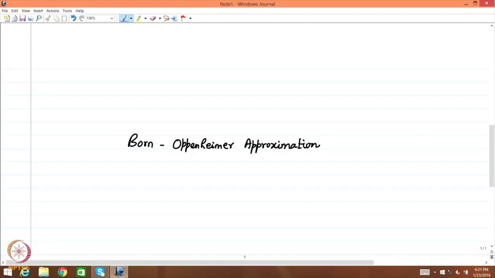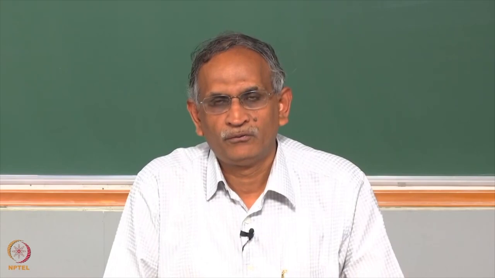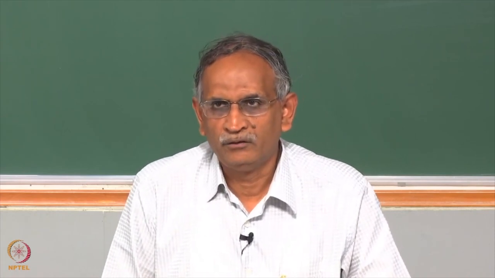Let's look at what is meant by this approximation, therefore. Let me write the Schrodinger equation, time independent, H psi is equal to E psi, that's in the absence of external fields. And H is of course the sum of the kinetic energy and the potential energy. For the first time I'm using the hat symbol, but I'm not consistent with that. It's the kinetic energy of all the atoms and the electrons and the potential energy between the atoms, the nuclei and the electrons. Even a simple molecule like hydrogen molecule has a very large number of terms, the kinetic energy terms and the potential energy terms.